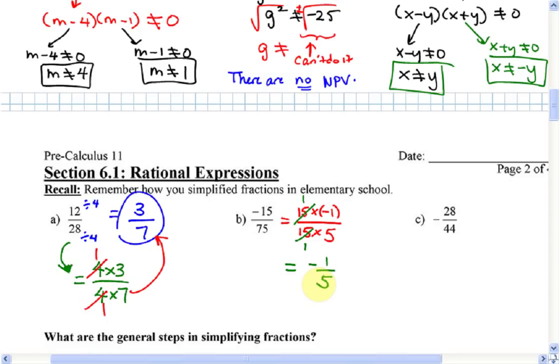Okay. All right, part C. What number divides evenly into 28 and 44? 4. Okay. 4 times 7 gives you 28. 4 times what gives you 44? 11. The 4's cancel out. Don't forget there's a negative in front.